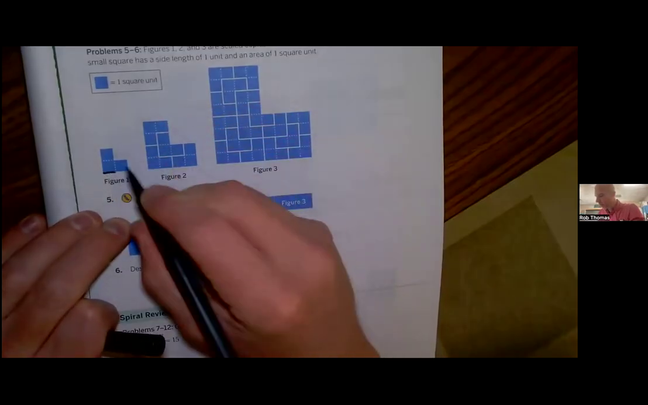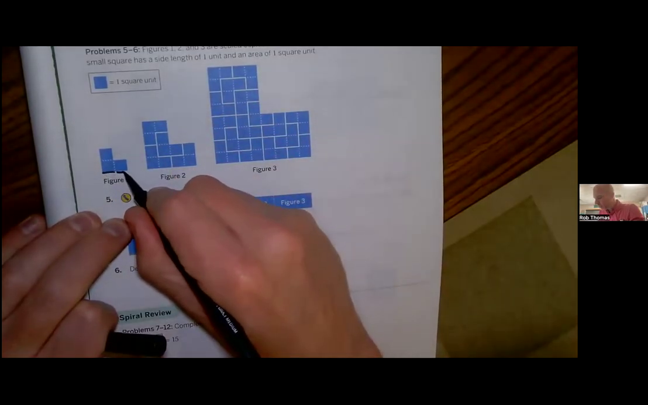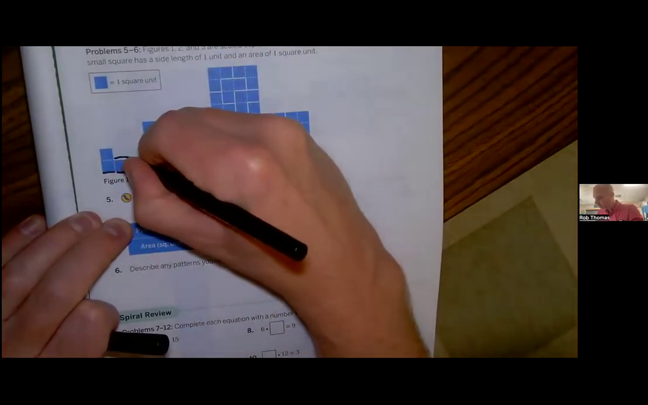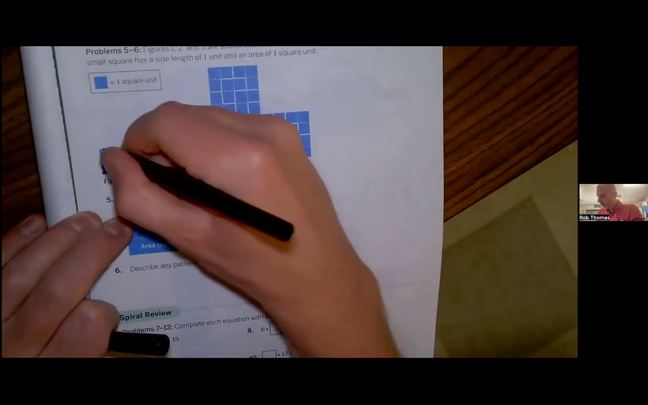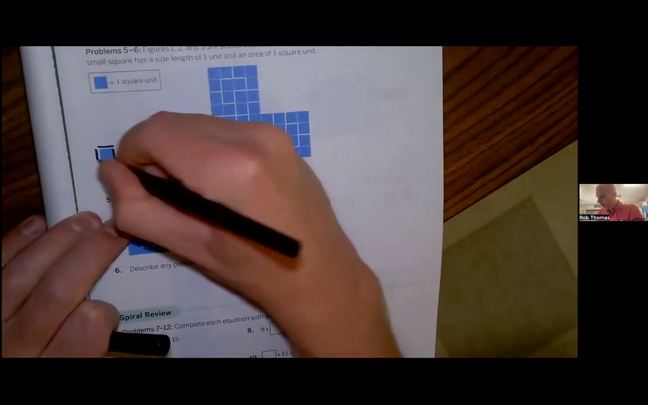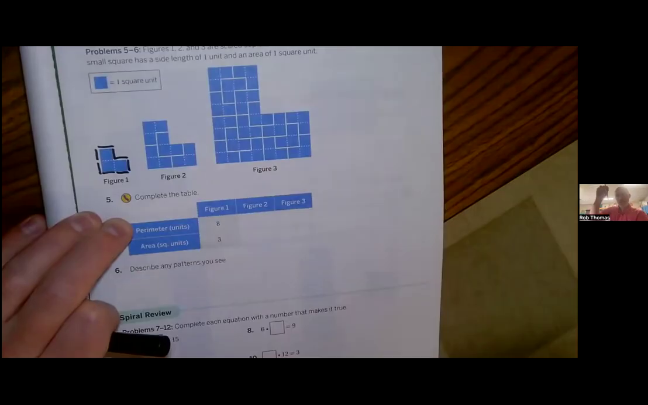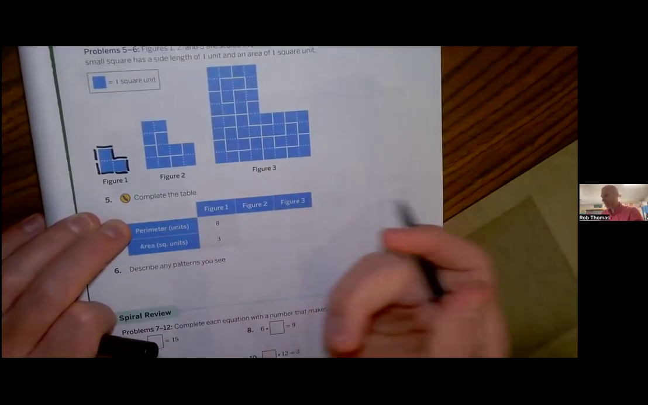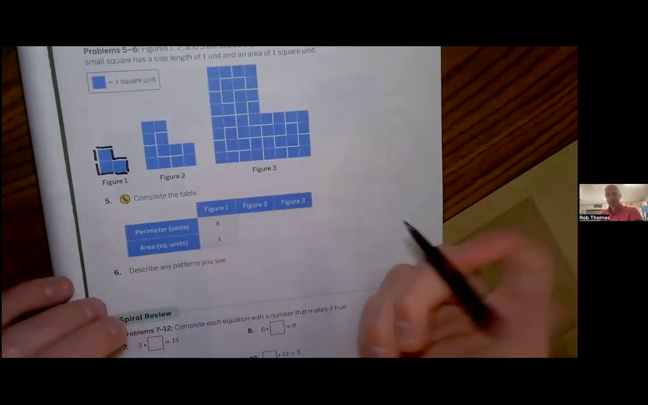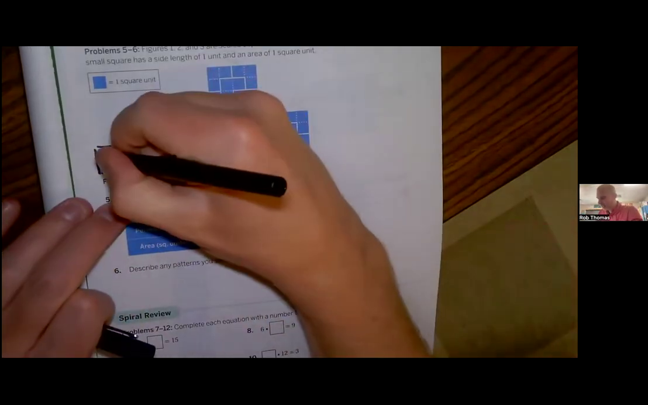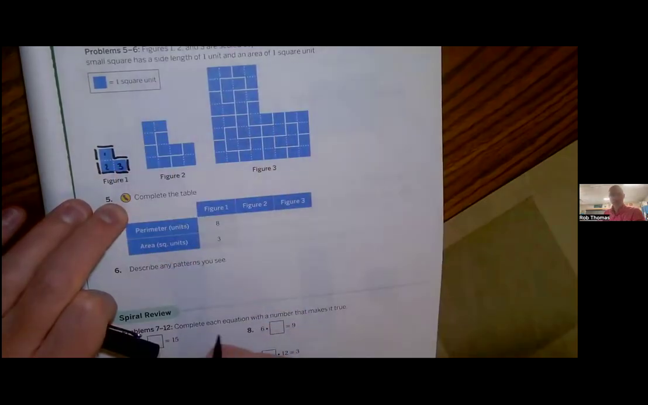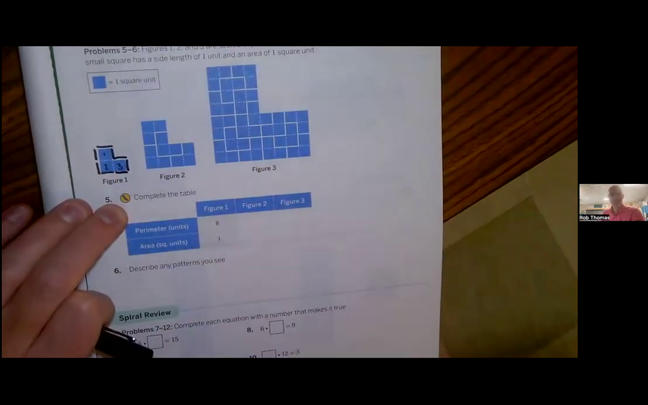Perimeter of figure one would be 1, 2, 3, 4, 5, 6, 7, 8. Each time I went around the box is one. Oh, it's literally already there. Okay. And then the area of figure one is going to be you count the boxes themselves. Like it'd be 1 box, 2 boxes, 3 boxes. And so that's where they're getting this 8 and this 3.